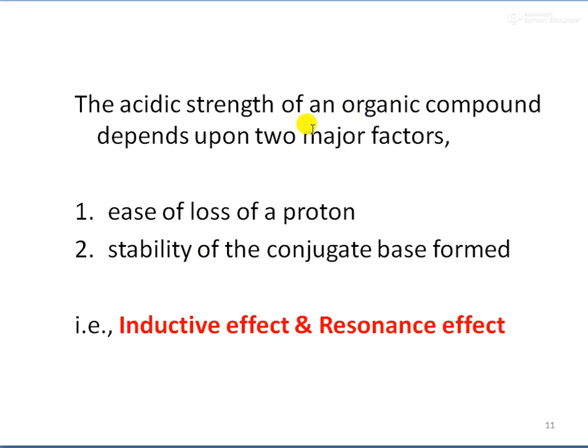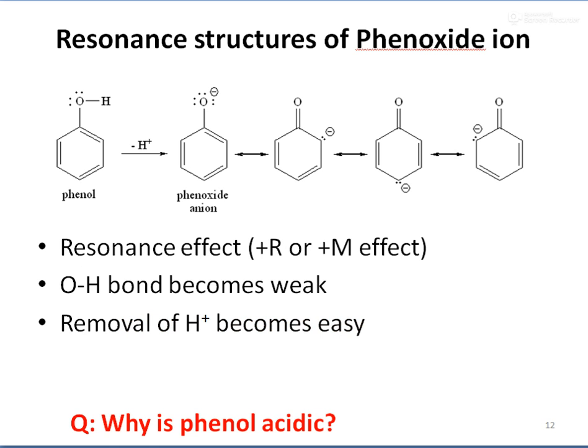So the acidic strength of a compound like phenols depends on two major factors. First is the ease of loss of the protons, and second is the stability of the conjugate base formed. So these are the two effects, the inductive effects and resonance effects mentioned here. Now let us see the resonance structures of the phenoxide ion.